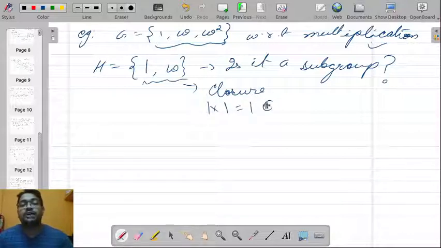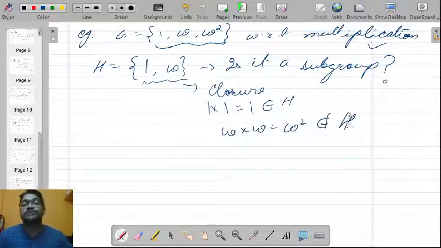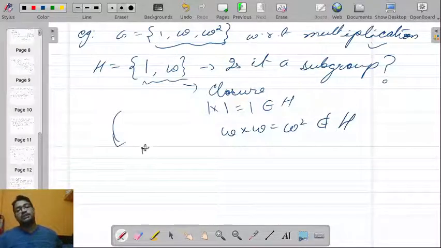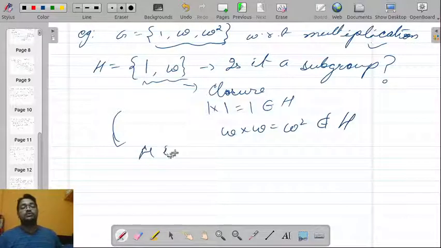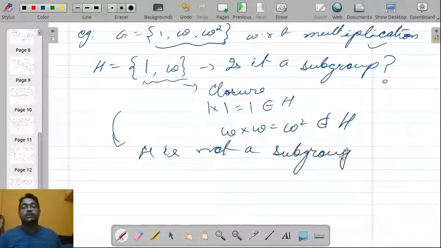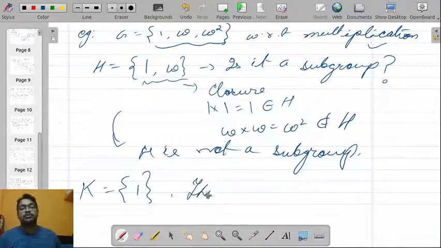So here 2 elements are there, so let us see the product. 1 into 1 is 1, this is in H, but omega into omega is omega squared, which is not in H. So it's not a subgroup. This set H is not a subgroup. But if I consider K equal to the singleton {1}, only 1, then K is a subgroup actually.